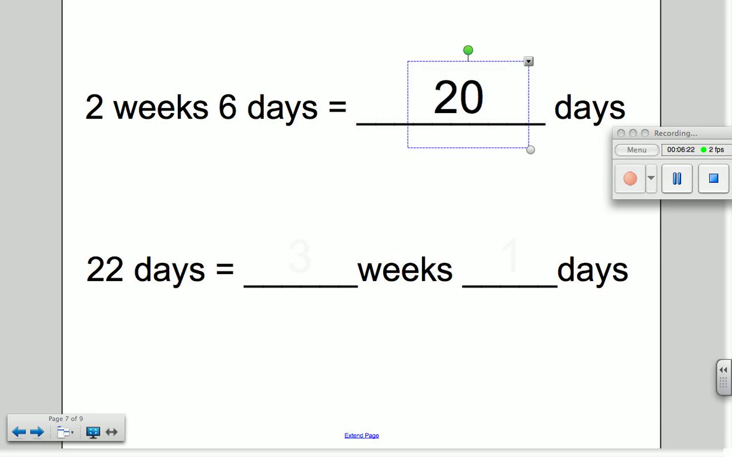And then 22 days, we have to convert that into weeks and days. Well, since we know there are 7 days in a week, we can divide 22 days divided by 7, and that would give us weeks. And we know that 22 divided by 7 equals 3 remainder 1. So that would mean we had 3 weeks and 1 day.